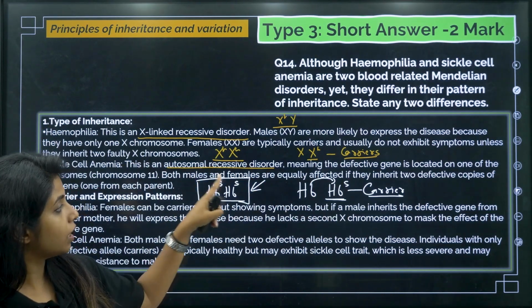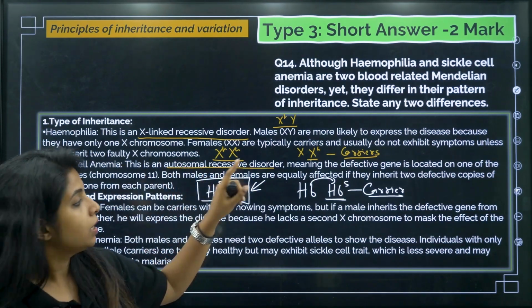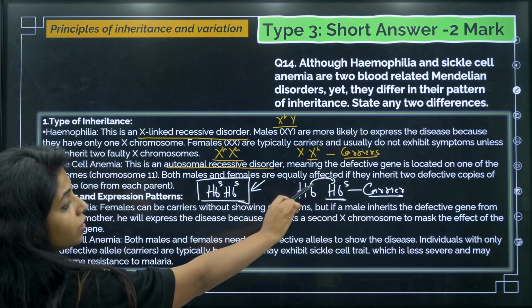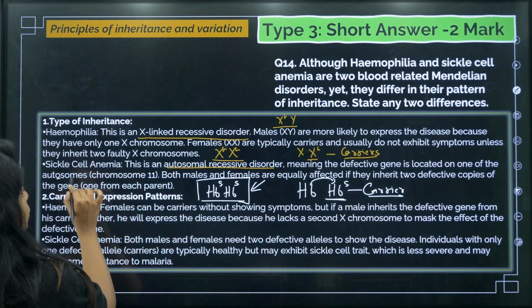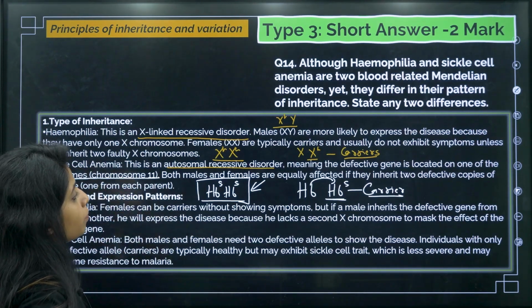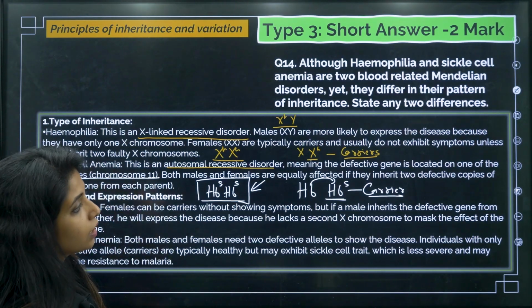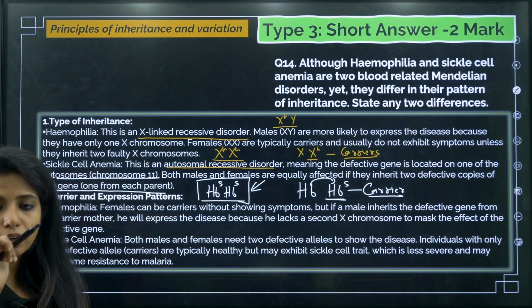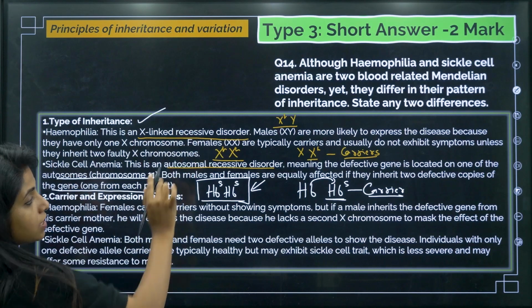When this condition comes, that's when that particular disease occurs. In this condition, the other normal one overshadows the effect. So this is an autosomal recessive disorder, meaning the defective gene is located on one of the autosomes, here chromosome number 11. Both male and female are equally affected if they inherit two copies of the gene. That is one difference: the type of inheritance, the type of disease, is different.